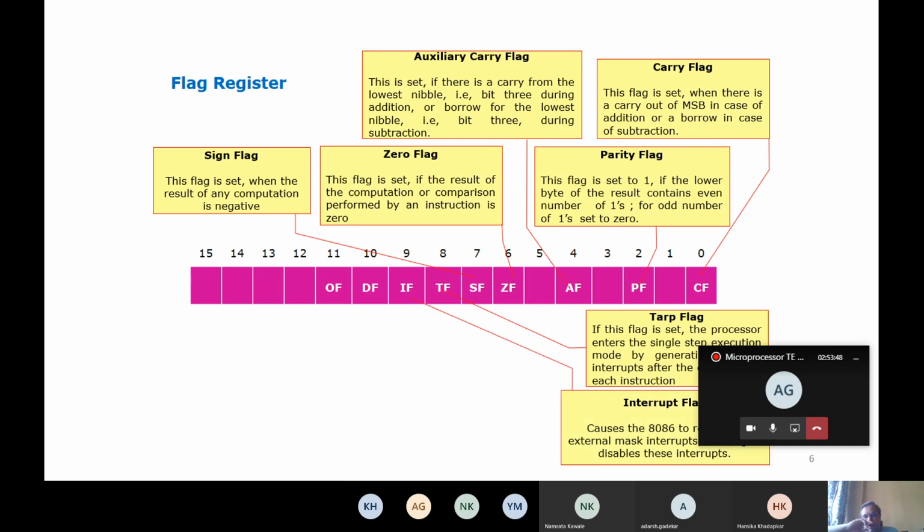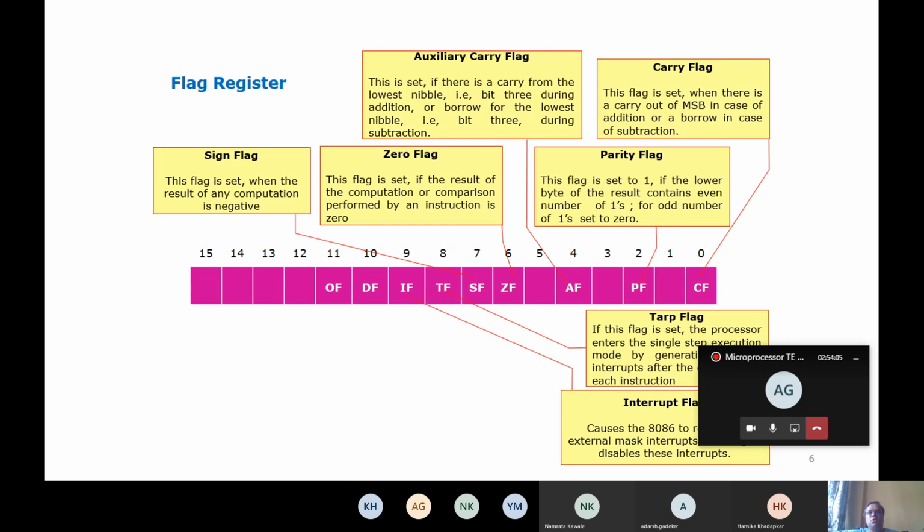We will finish this flag register and then we will stop for the day, because I know we are closing in on the end of the third hour. It is almost 2 hours 53 minutes. So in 7 minutes, I will try to complete this so that we can end this session.